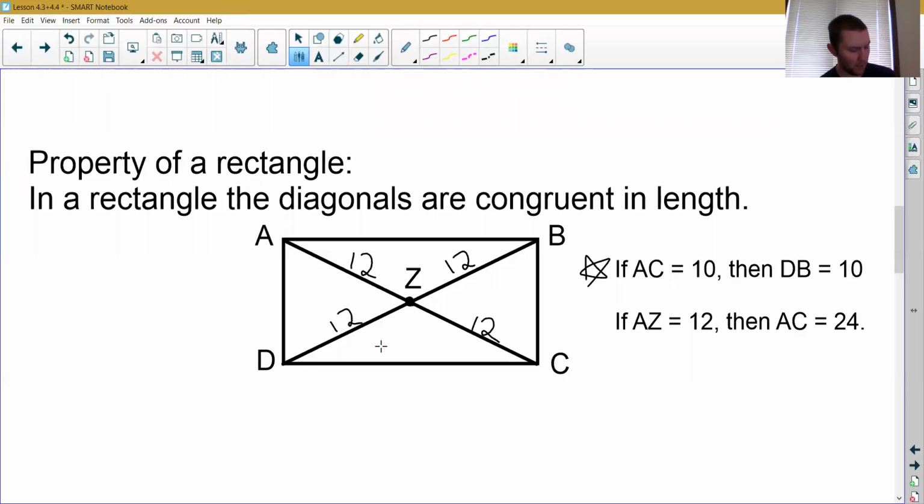So most of your practice problems is just about lengths of the diagonals in a rectangle and understanding that that is always true if we know the shape is a rectangle.